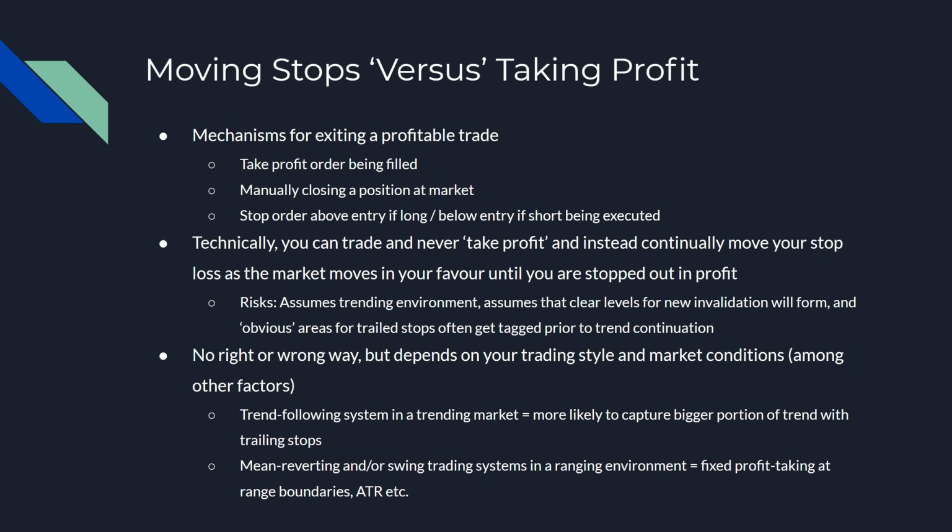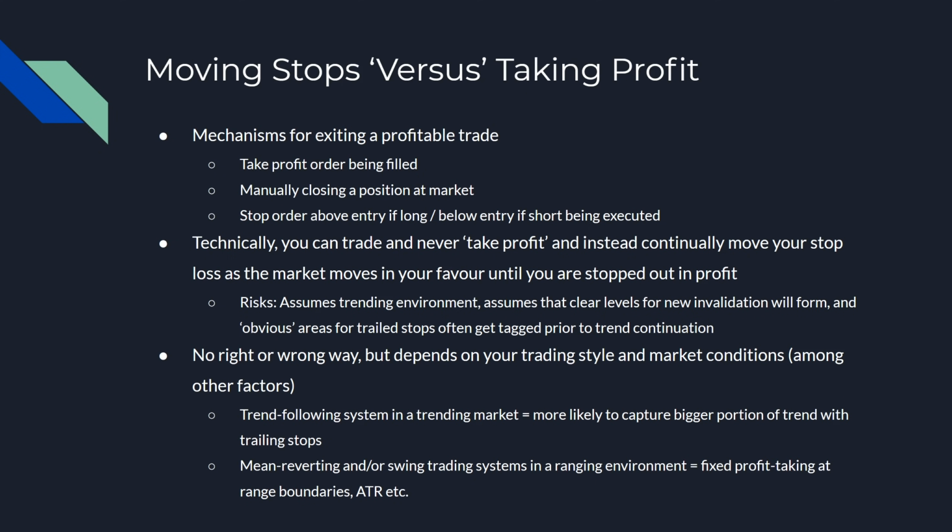approach to profit taking? Well, it assumes a trending environment, first of all. It also assumes that clear levels for new invalidation will form, which isn't always the case. And lastly, obvious areas for trailed stops often get tagged prior to trend continuation. We saw an example briefly, or an arguable example of that in the Bitcoin chart, but generally whenever you get very, very clean technical trends, higher highs and higher lows, there will often be some event, kind of a shakeout or even a deep trend retest, whatever you want to call it, which will knock those participants out of the dominant trend if they've been employing a very simple kind of trailing stop strategy, right?